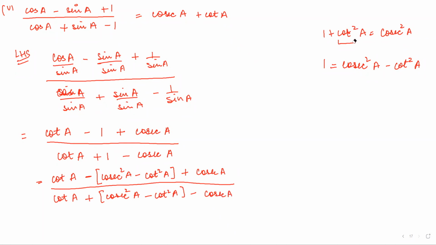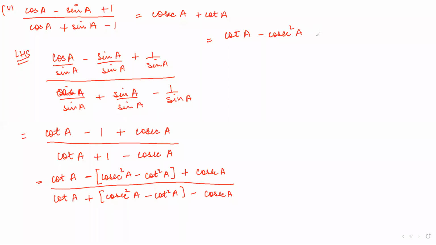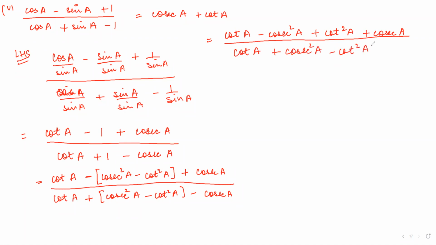So let me see what I'm getting. Now this becomes, open the bracket. So cot A minus of cosec square A, then minus minus plus cot square A, and then plus of cosec A. And in the denominator, I'm getting cot A plus cosec square A minus of cot square A minus of cosec A. Will it solve any purpose?